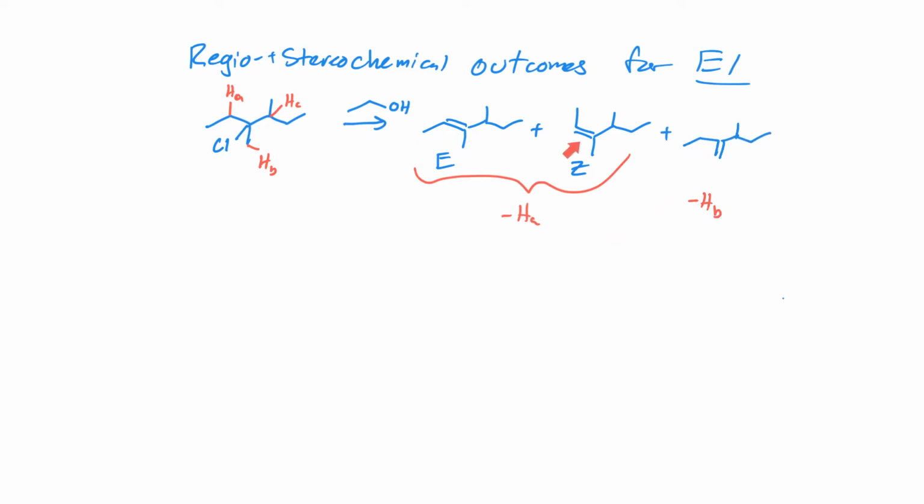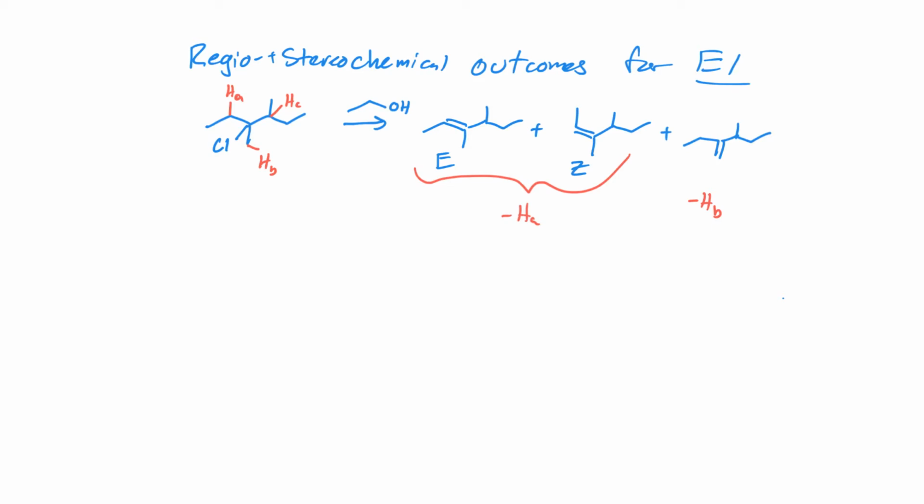Now you ask yourselves, that's the regiochemistry, right? So the alkene is in a different location now when we compared to minus HA. Is there any stereochemistry associated with this alkene? The bottom carbon has 2 H's on it, and so we can't say that the higher priority group is on one side and the lower priority group's on the other. The 2 H's are identical. There is no stereochemistry there, so that's all we have with loss of HB.